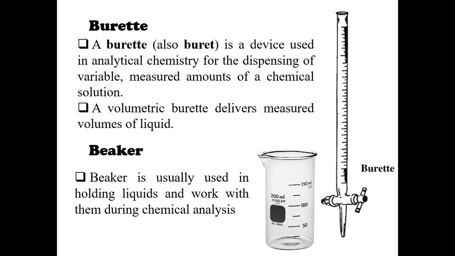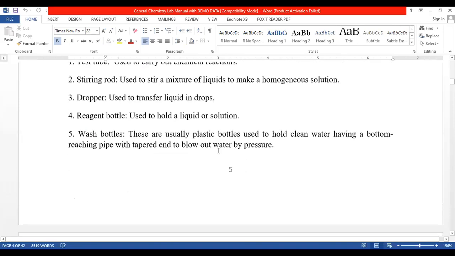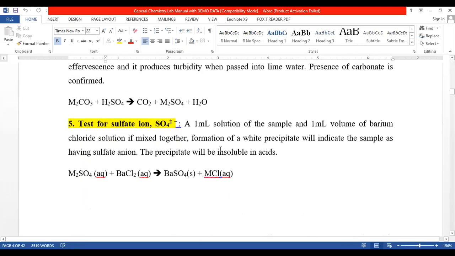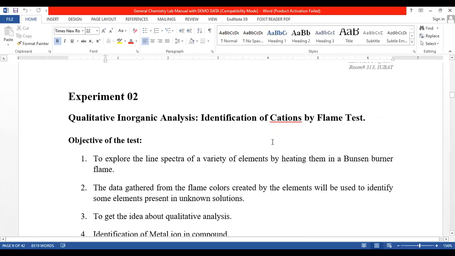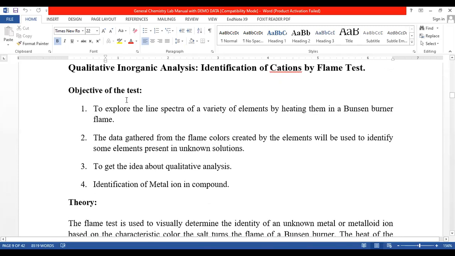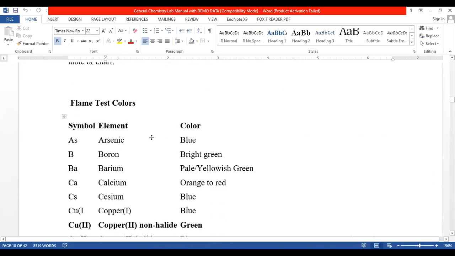Then third, we'll start the experimental procedure. So I'd like to get back to the earlier document. After the functions of lab apparatus, you write down the experiment on the identification of cations by flame test. You can follow just as it is: objective of the test, theoretical background, apparatus, procedure, and this table.